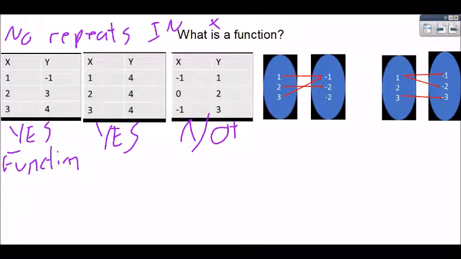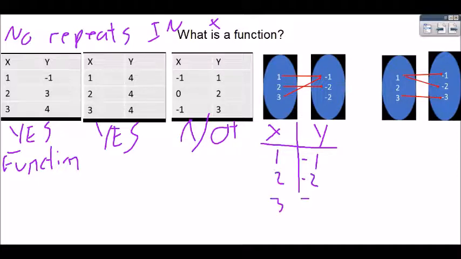Okay, if we get a bubble graph, this is my x column, this is my y column. And what this really means is that 1 goes to negative 1, and then 2 to negative 2. It's okay that this one is not used, and it's also okay that we have multiple going to the same y, but I have no repeats in x, which means that this is a function.